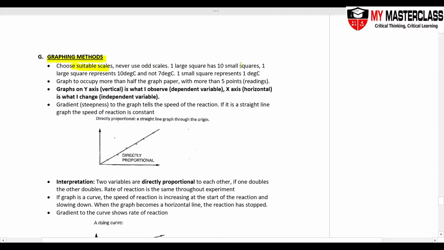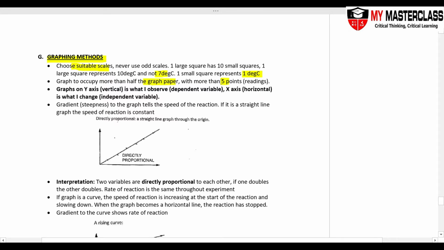So one large square has 10 small squares. Okay, a large square represents 10 degrees Celsius or 50 degrees Celsius, not 7 degrees. 7 is an odd number, it's very odd, so don't use it. If a large square is 10 degrees, one small square will be 1 degree, so it's very easy to count. When I draw a graph, it must occupy more than half the graph paper.